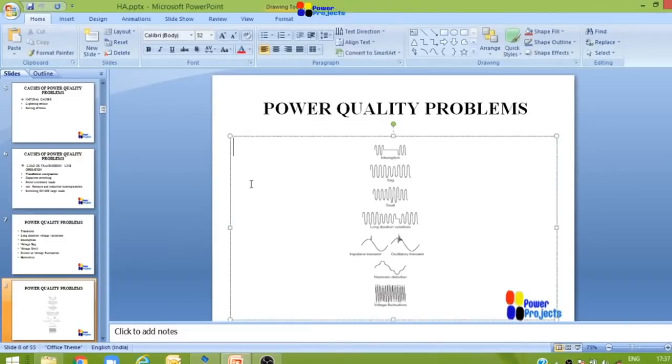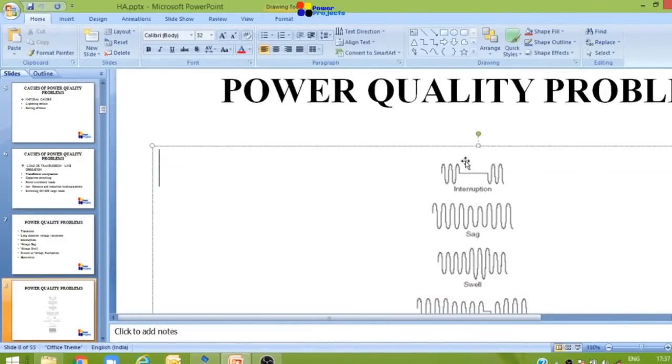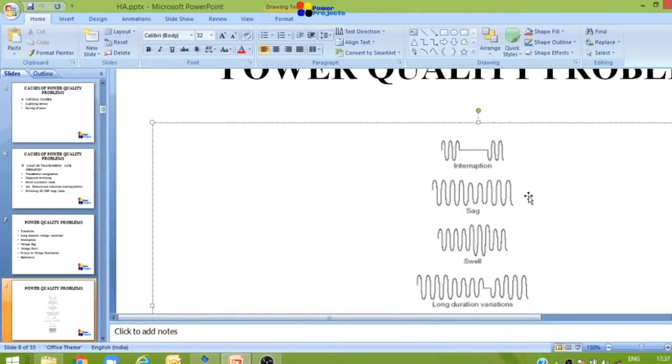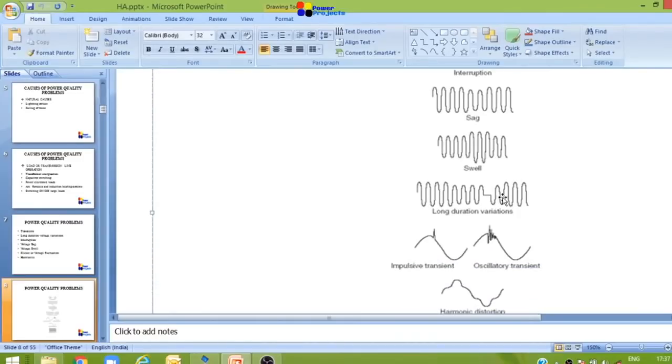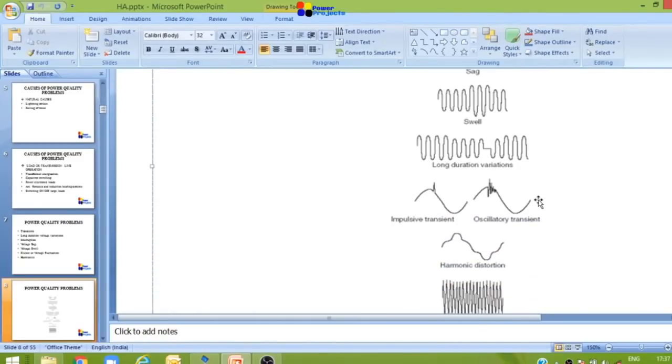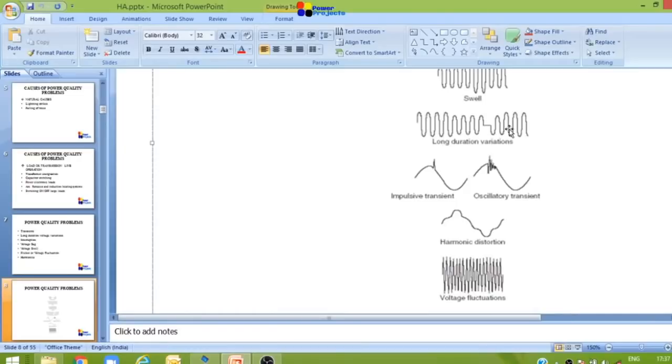So you can see the pictorial representation of these power quality problems. This is interruption, this is voltage sag, this is voltage swell, and this is long duration voltage variations, and these are transients, which may be impulsive transient or oscillatory transient. Next, harmonic distortion, and this one is a voltage fluctuation.